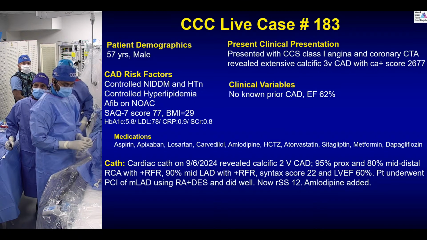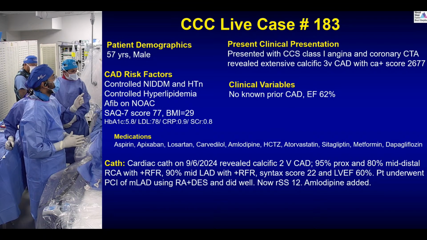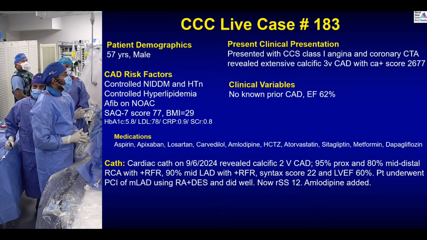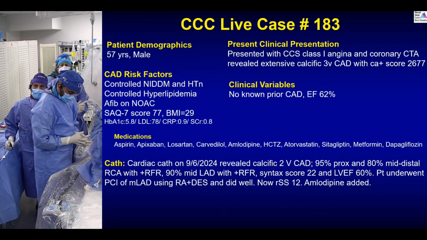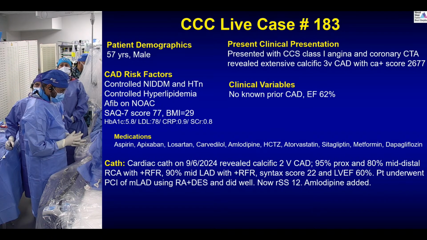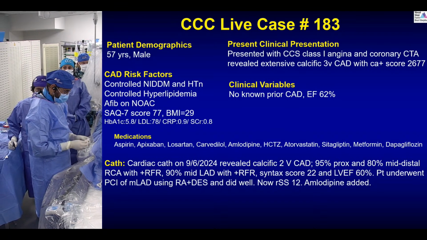Yes. So this case had 2 vessel disease, although 3 on the CTA, and by the LAD lesion we did the rotational atherectomy and DES and did well. All lesions did not have FFR with the CT. They could not do FFR on the CT, so we did the invasive FFR.